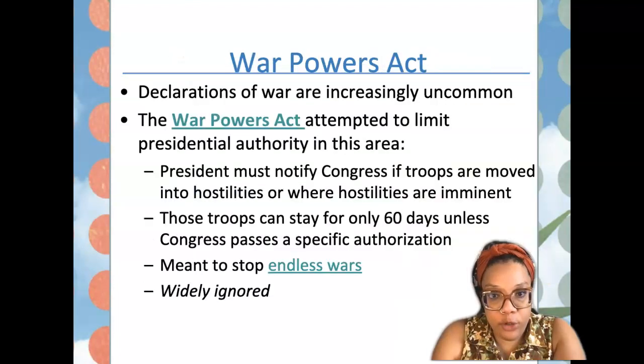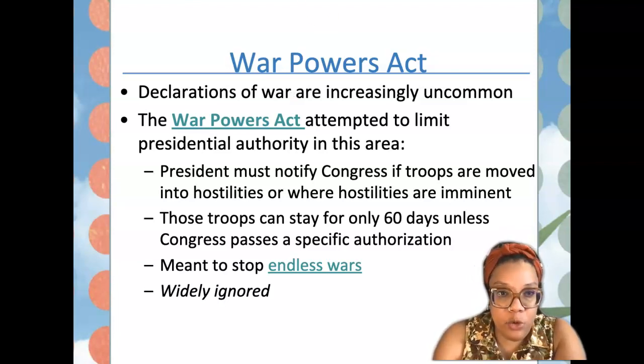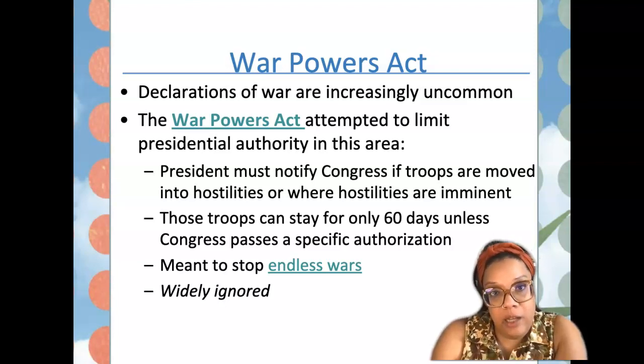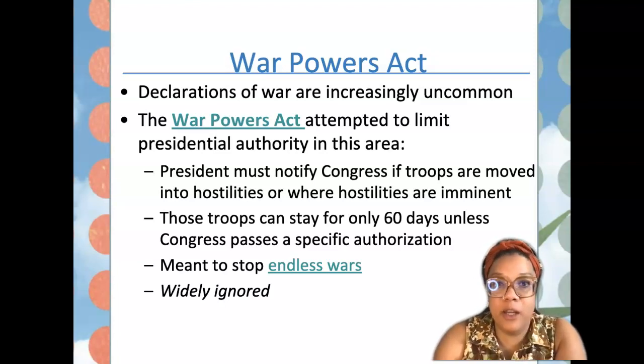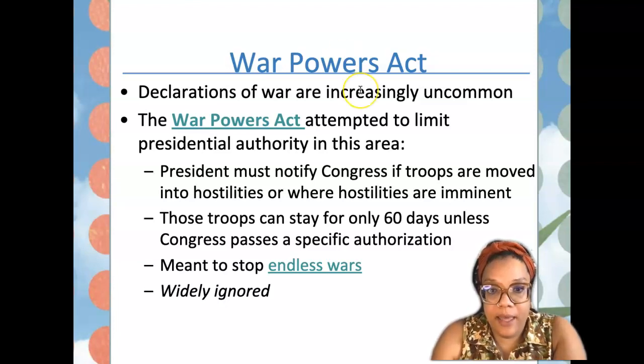So we might go further to explore the War Powers Act. It would highlight that declarations of war are actually increasingly uncommon. That's why watching the example that I highlighted for you of Franklin D. Roosevelt declaring war on Japan is so important, because it is increasingly uncommon to have that take place. Okay, we should explore the War Powers Act, which attempted to limit presidential authority in this area, right? So it wasn't just the president saying, I'm going to go to war with X, Y, or Z nation, that you would have the insight of Congress behind that.